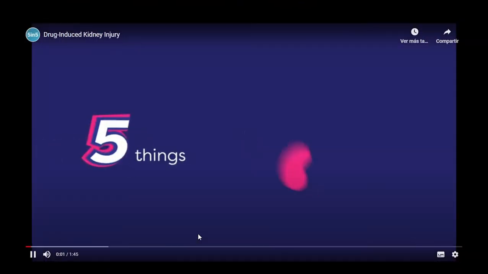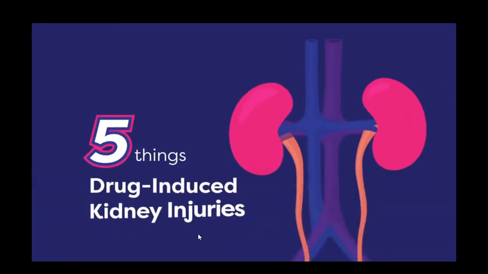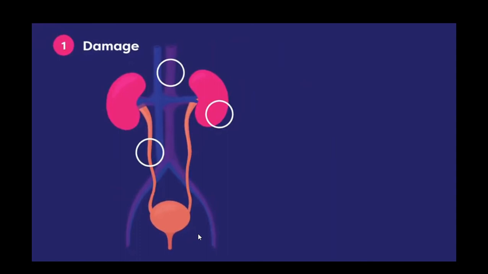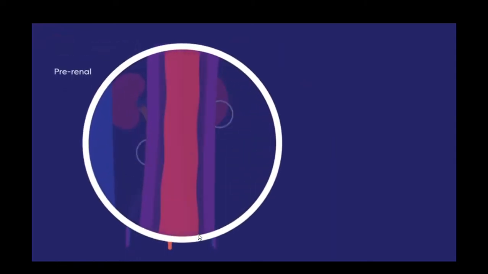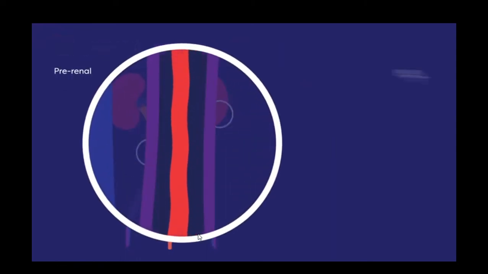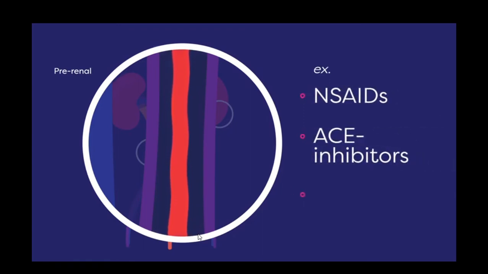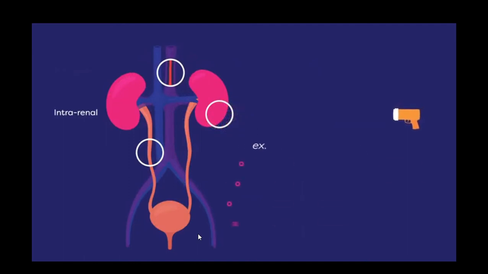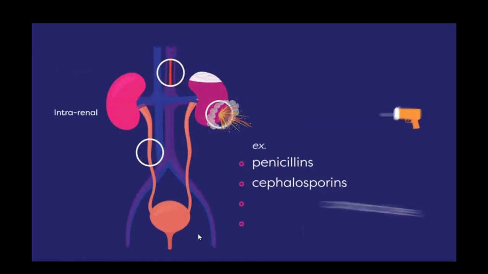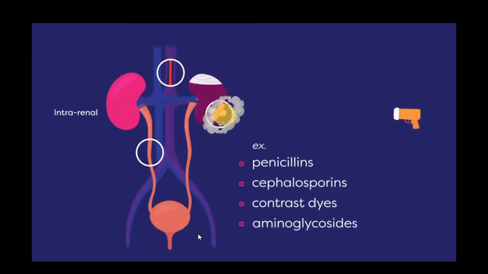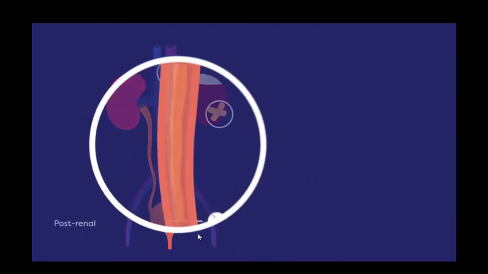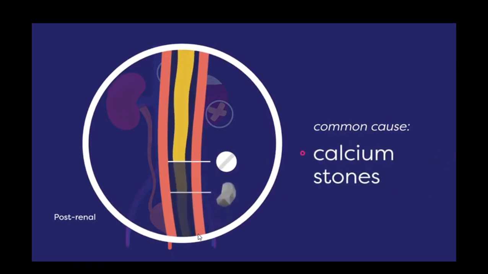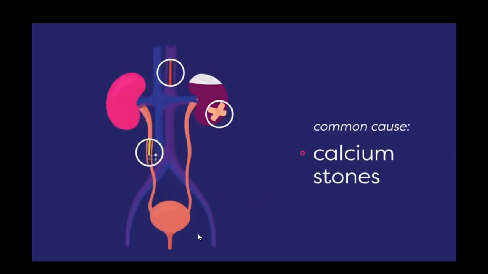Here are 5 things healthcare professionals should know about drug-induced kidney injuries. First, there are three main ways that drugs damage kidneys. Some drugs decrease how much blood flows to the kidneys. Examples include NSAIDs, ACE inhibitors, and ARBs. Some drugs directly injure kidneys. Examples include penicillins, cephalosporins, contrast dyes, and aminoglycosides. Some drugs also obstruct the flow of urine from the kidneys. A common cause is calcium stones from excessive or high-dose calcium supplementation.